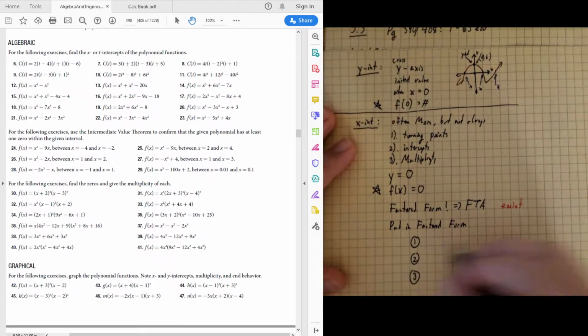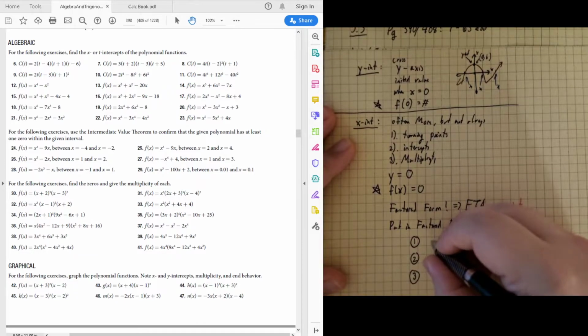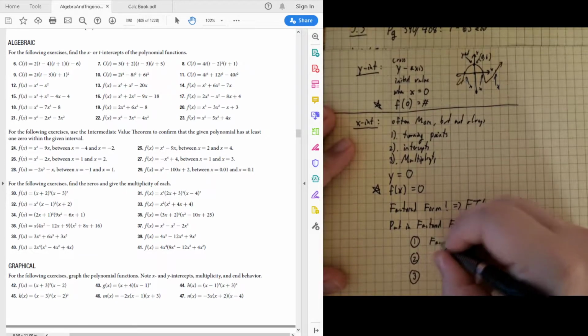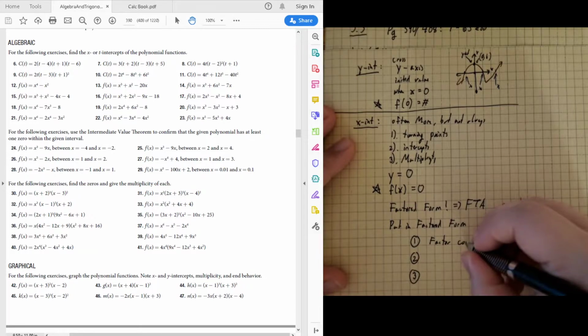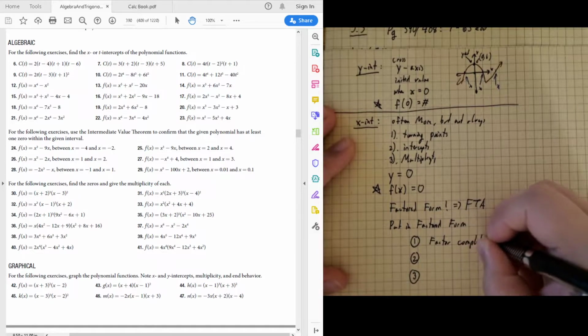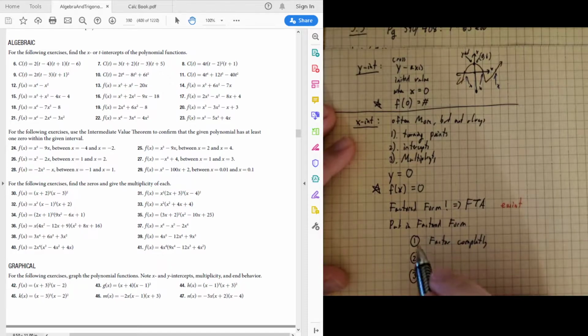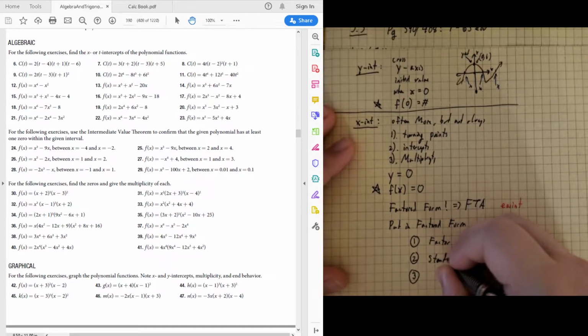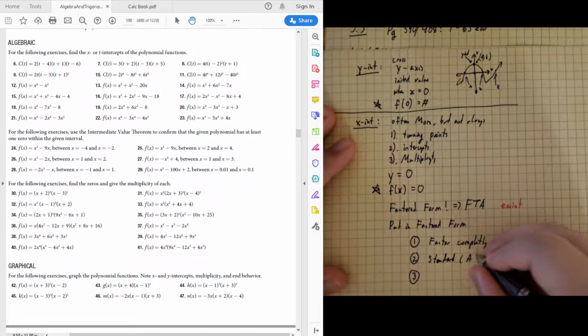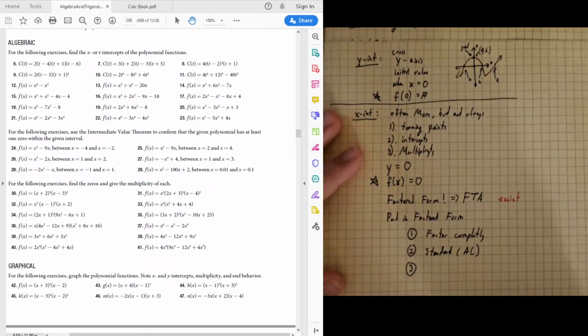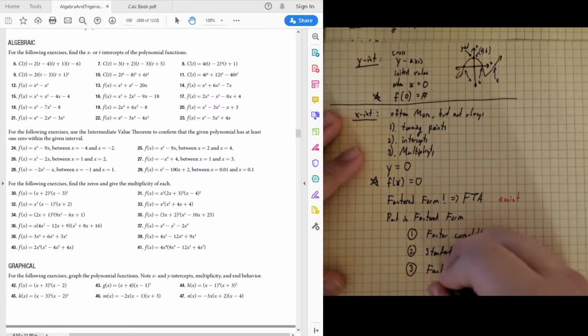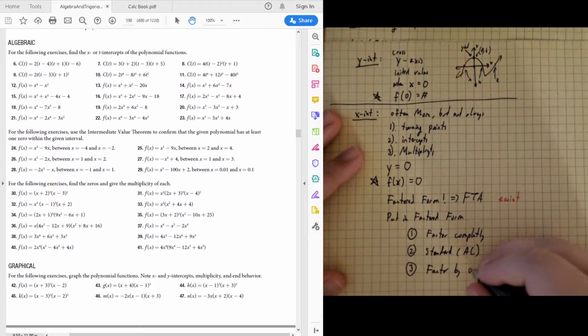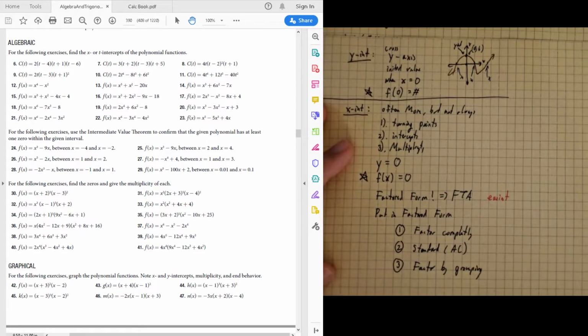So, number 1, you can, in fact, factor completely. In this case, I'm using this phrase to refer to factoring something from the entire function. 2, I could do what's referred to as standard factoring, or the AC method as it's sometimes called. And then finally, I could do factor by grouping. Now, each one of these has its own pros and cons.